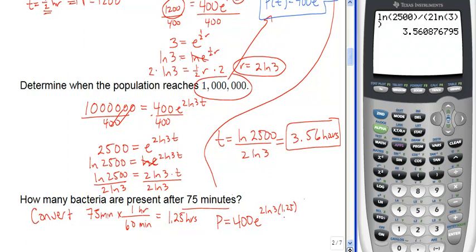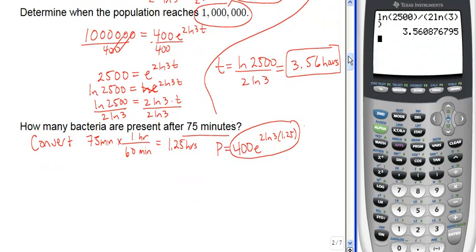Now this is the easy case, because when you know t and you're looking for the population p, that is just a calculator question. We don't need to solve anything here. We just need to type all of this into our calculator. We just need to make sure we do it very carefully. So this is going to give us 400 e raised to the 2 ln 3 times 1.25, and I get 6235.